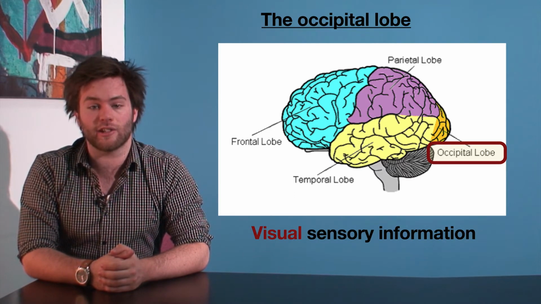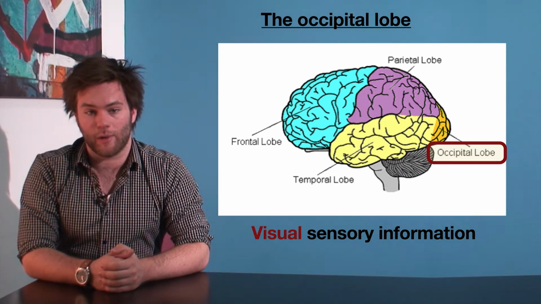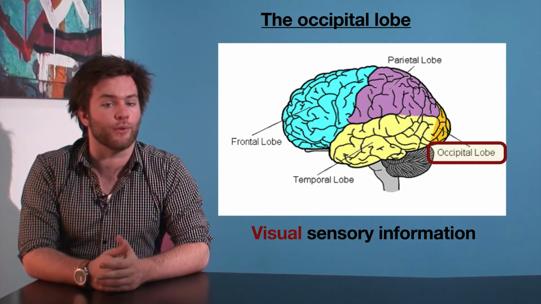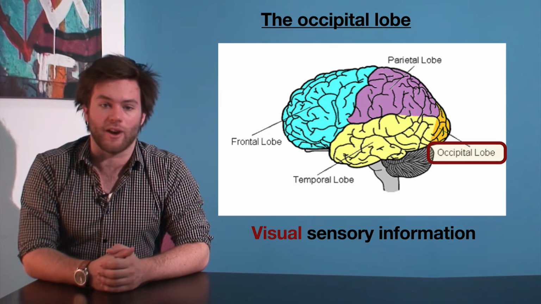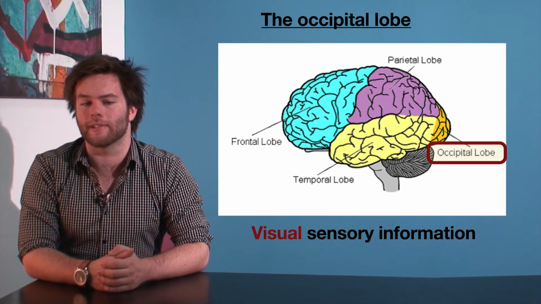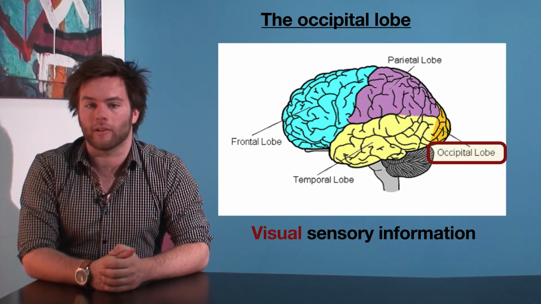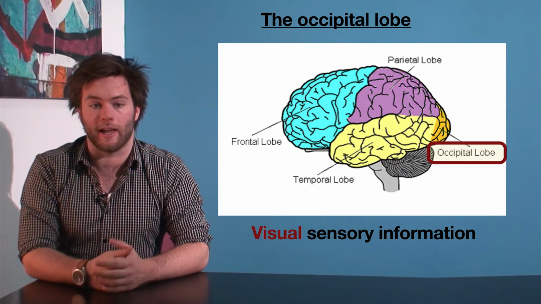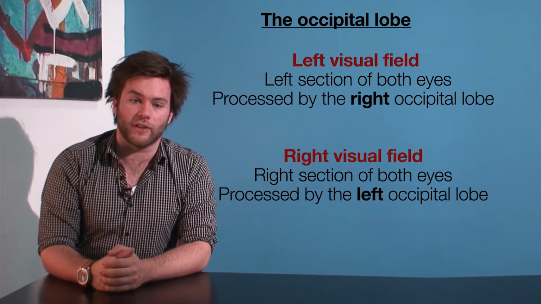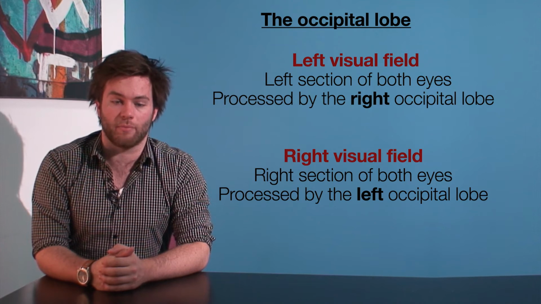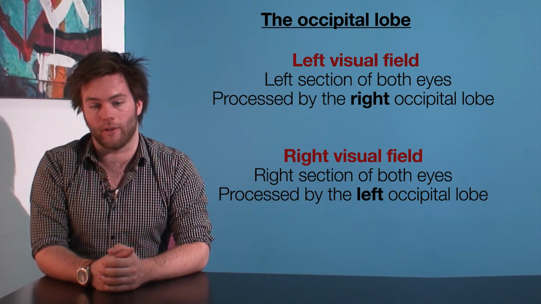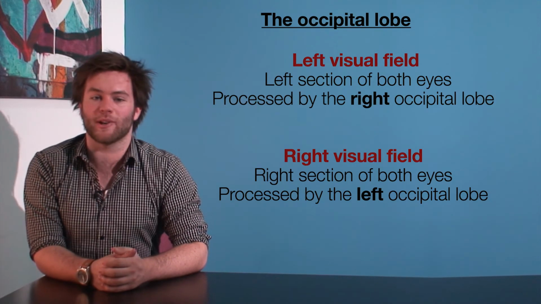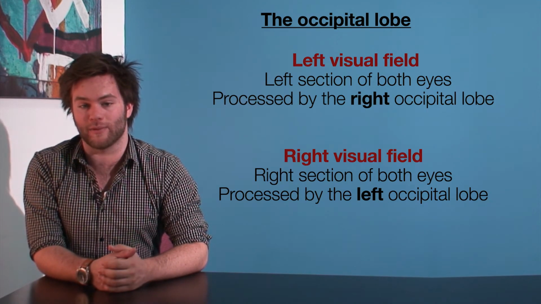Damage to the association area of the left occipital lobe tends to affect the right visual field, whereas damage to the association area of the right occipital lobe tends to affect the left visual field. And note here that visual field is not the same as eye. This will become more important as we look at conditions such as split brain. Indeed, the left visual field is comprised of the left section of both eyes, and the right visual field is comprised of the right section of both eyes. The left visual field is processed by the right occipital lobe, and vice versa.